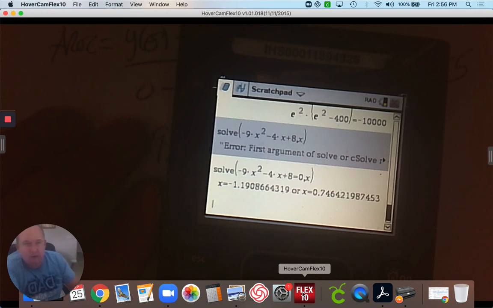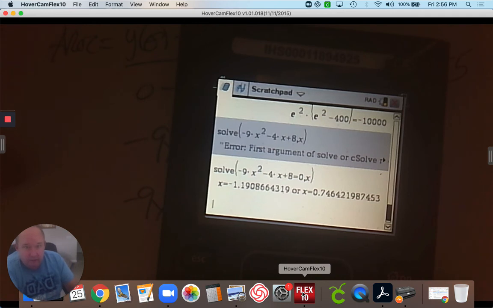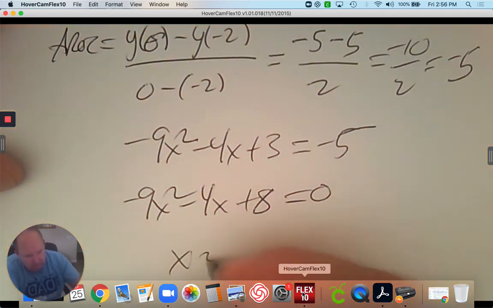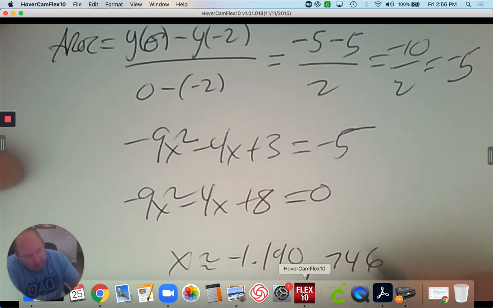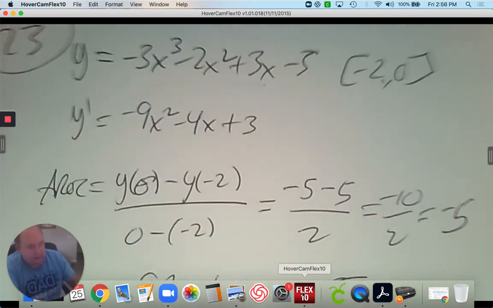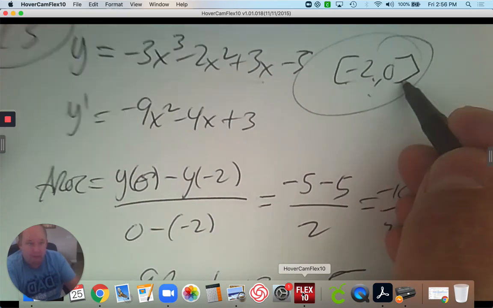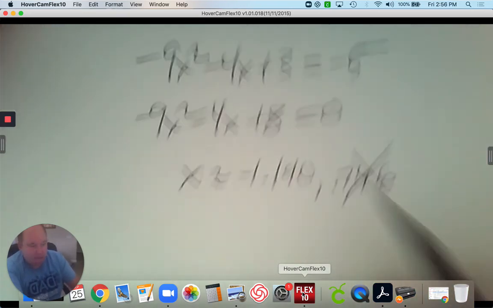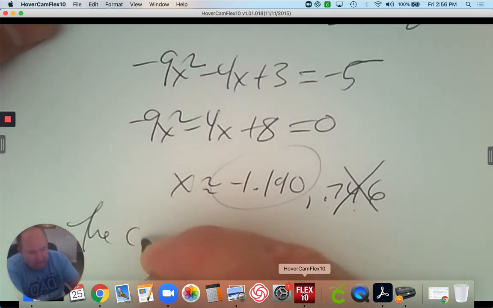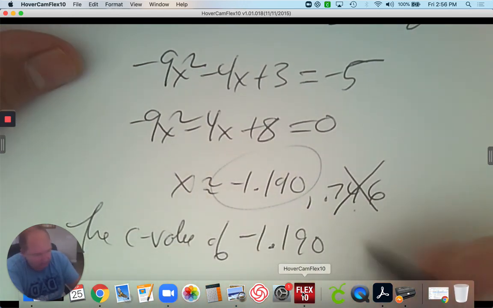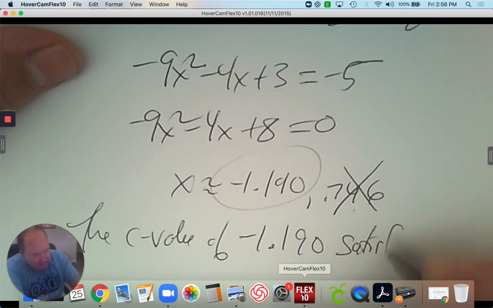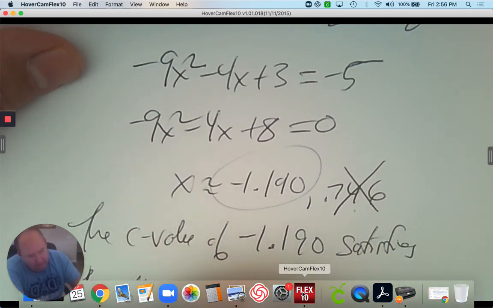But which one is in my interval, from negative 2 to 0? There's only one in my interval, and that's negative 1.190. The other answer, why did I cross this other answer out? Because my interval is from negative 2 to 0. So this is outside my interval. This is the only one. So the C value of negative 1.190 satisfies the mean value theorem.